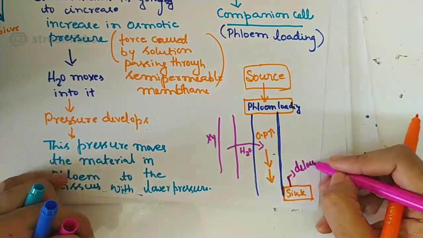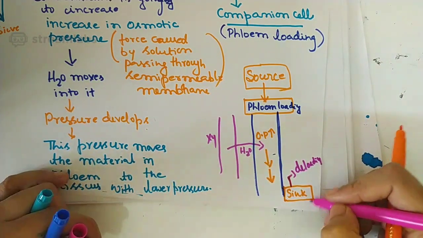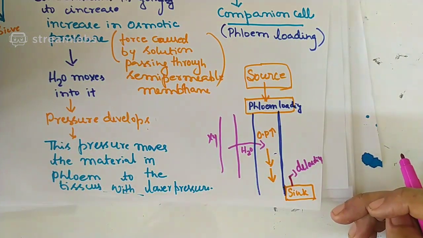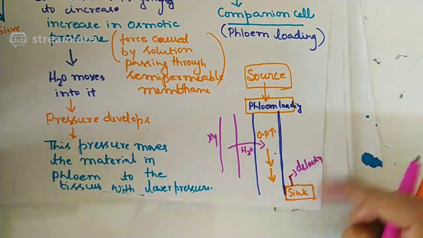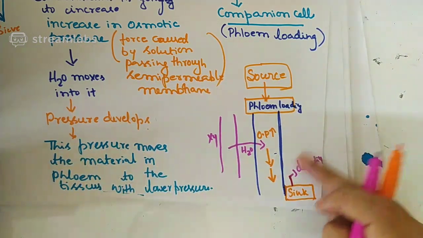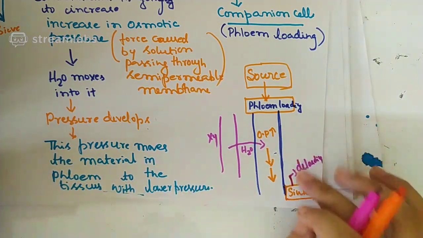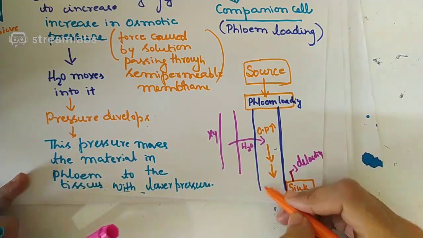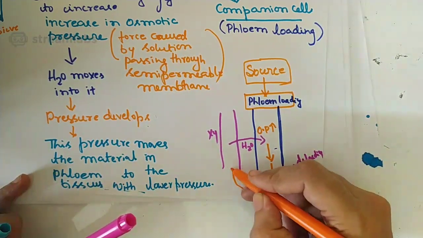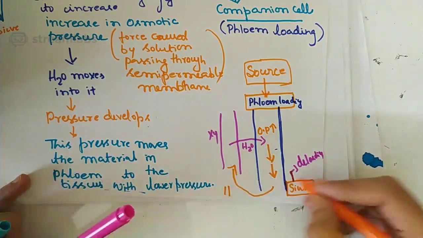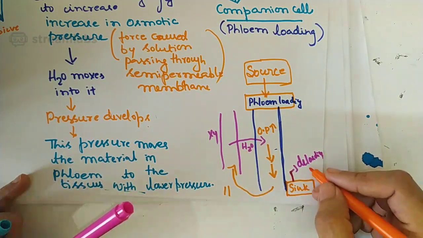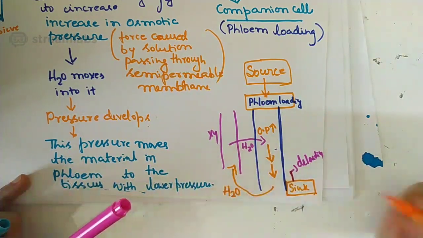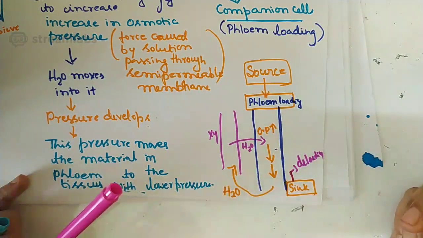Whatever sucrose is there inside the sieve tube, it is transferred into the sink. And later in the sink, it may be stored or it may be used up. Then what happens? Water again is going to move back. When this sucrose is stored or used up, water again is going to move back to the xylem.